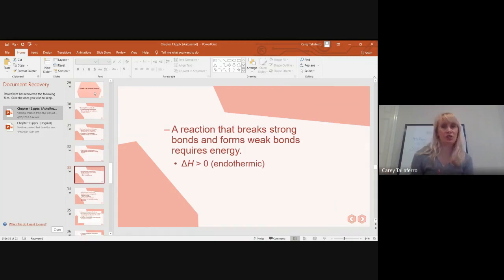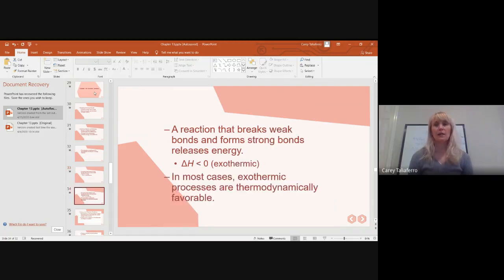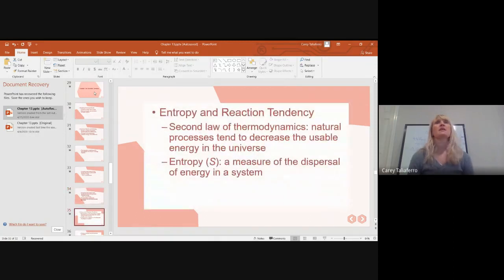So bringing enthalpy back into things for just a second. A reaction that breaks strong bonds and forms weaker bonds requires energy. So if you have a compound that has a really strong chemical bond, and then it goes on and forms a compound with weaker bonds, that's going to require energy. That's an endothermic process. If you have a reaction that breaks weaker bonds to form stronger bonds, that gives off energy. That's an exothermic reaction. And generally, when you're talking about thermodynamics, exothermic processes are favorable. Okay, they are more likely to happen under normal natural circumstances. So enthalpy involves energy.